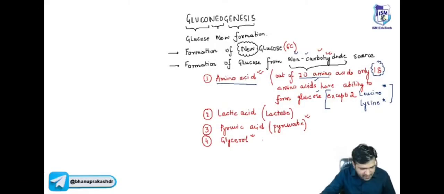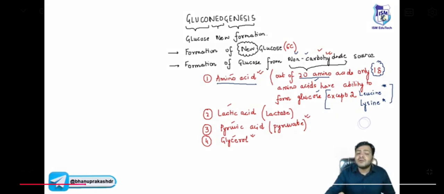Get glucose. So glycerol, it is a non-carbohydrate source. Lactic acid, it is not a carbohydrate. Pyruvic acid or pyruvate, it is not a carbohydrate. Glycerol, it is not a carbohydrate. Amino acid, it is not a carbohydrate.